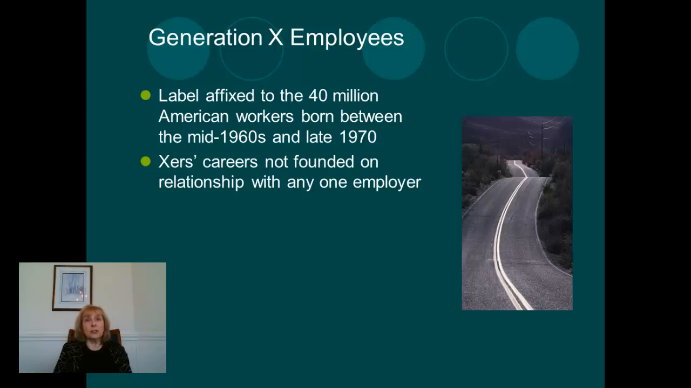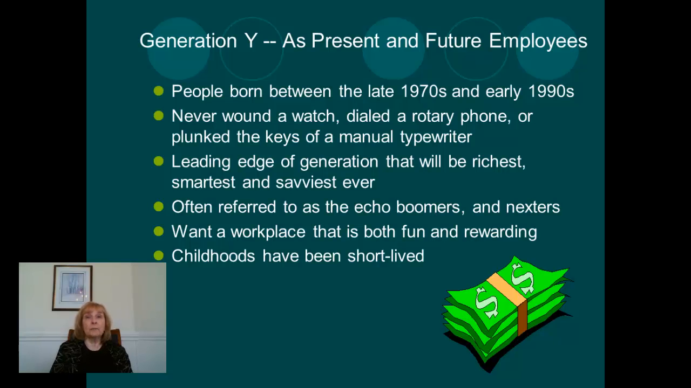Our Gen Xers are a smaller group than the upcoming Gen Yers. They are typically born between the mid-60s and late 70s. They learned from their baby boomer parents who were laid off at some point and decided that they were not going to be tied to any one employer, that they were their own commodity and would place themselves out on the job market. The Gen Yers often are categorized as those born in the late 70s to the early 90s. And as you can see here, they have no idea what a dial-up rotary phone or a manual typewriter were. Well, they've seen pictures, I'm sure, maybe antiques.